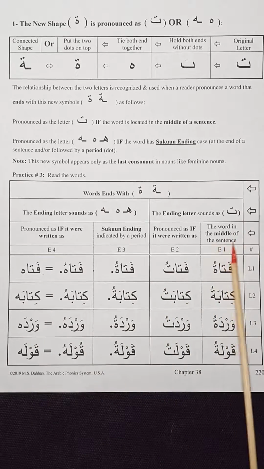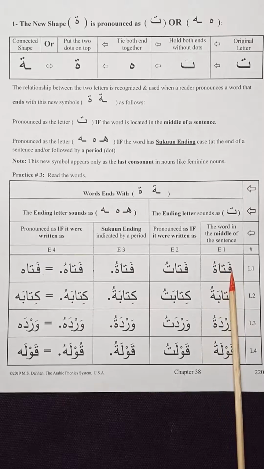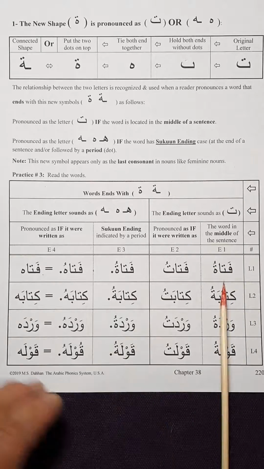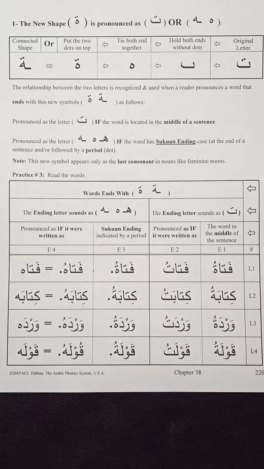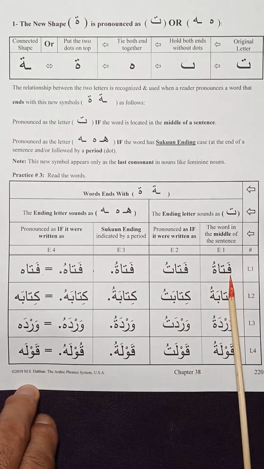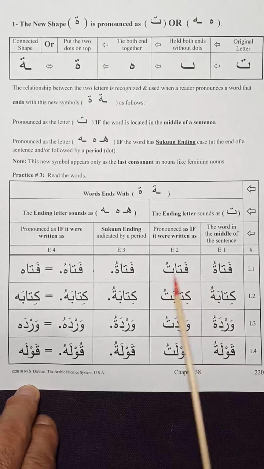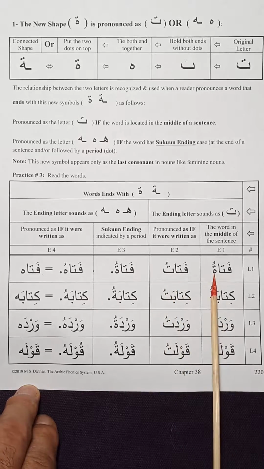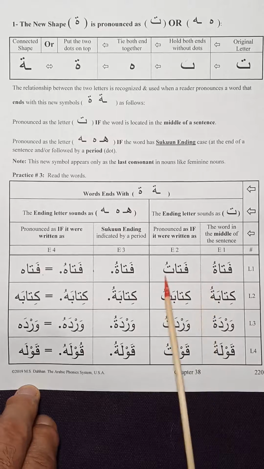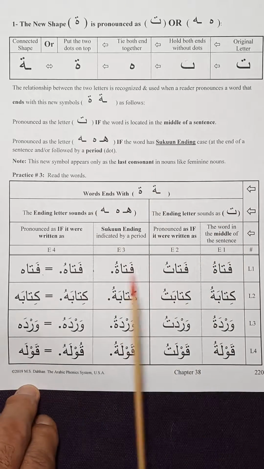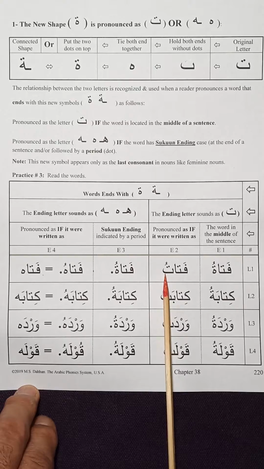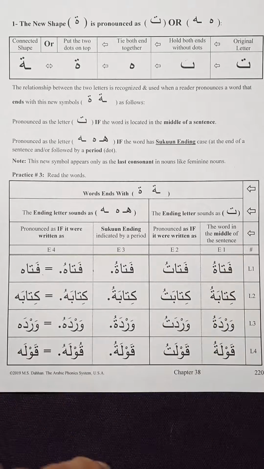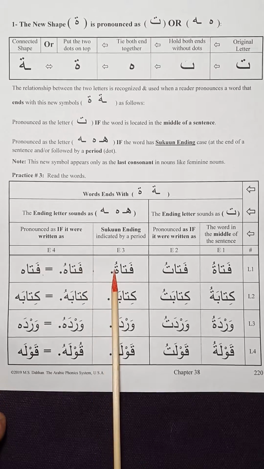Now, the ending letter sounds like T in these cases: the word is in the middle of the sentence, as I just mentioned. So this word is not alone, it's not the end of the sentence, so you pronounce it as you see it. Fa, ta, tu. This one is equal to that if the word is in the middle. But if the same word has a sukoon ending, you stop talking at the end of the sentence, there is a dot.